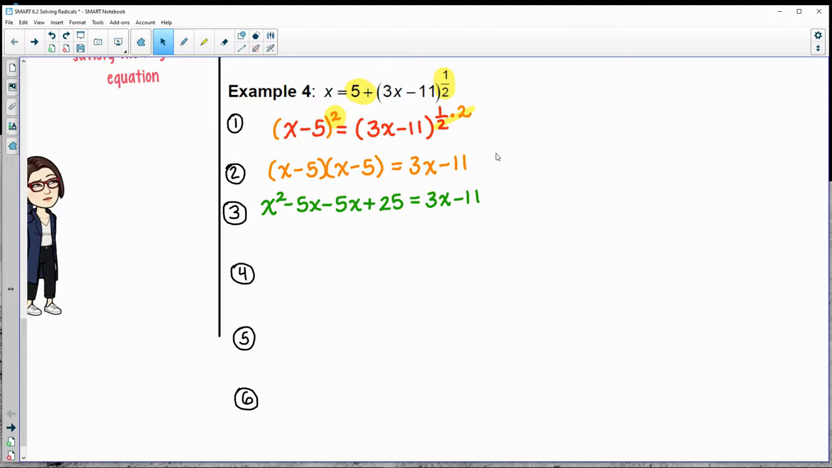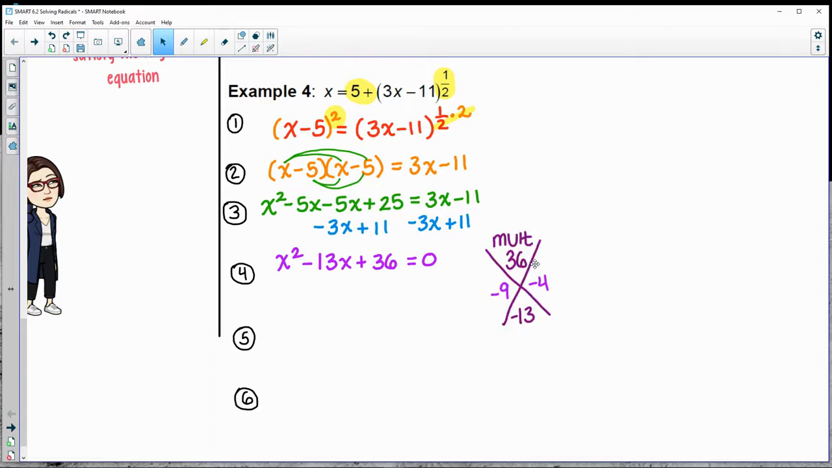Here, you can see I went ahead and double distributed or foiled. I know some of you really like to say foil. So first, this side is kind of what I like to do. So there's my green step. Okay, I'm going to go ahead and subtract and bring everything over. And now I'm left with something that kind of looks like this.